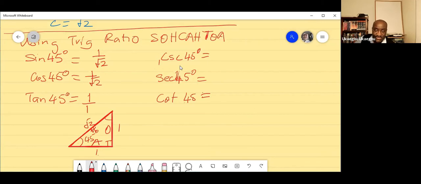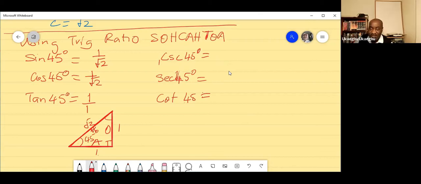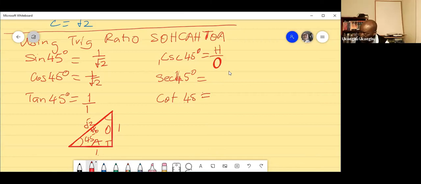Abu, it's your turn. What is cosec 45? Square root of 2 over 1. How did you get that? Because you have to flip the formula. Thank you. So you have to see cosec is an inverse of sine. So cosec would be just flipping it, which is hypotenuse over opposite, and which is also the same thing as saying square root of 2 over 1. Thank you.